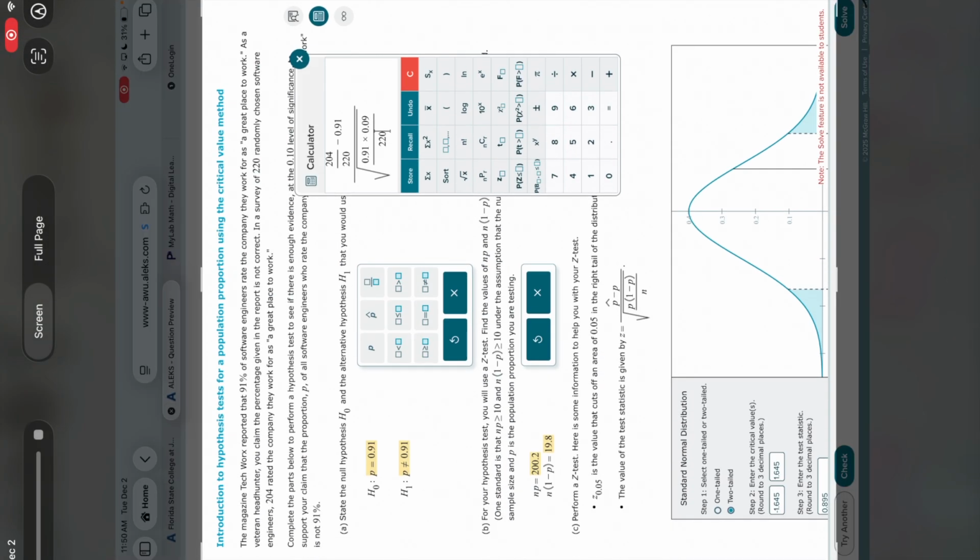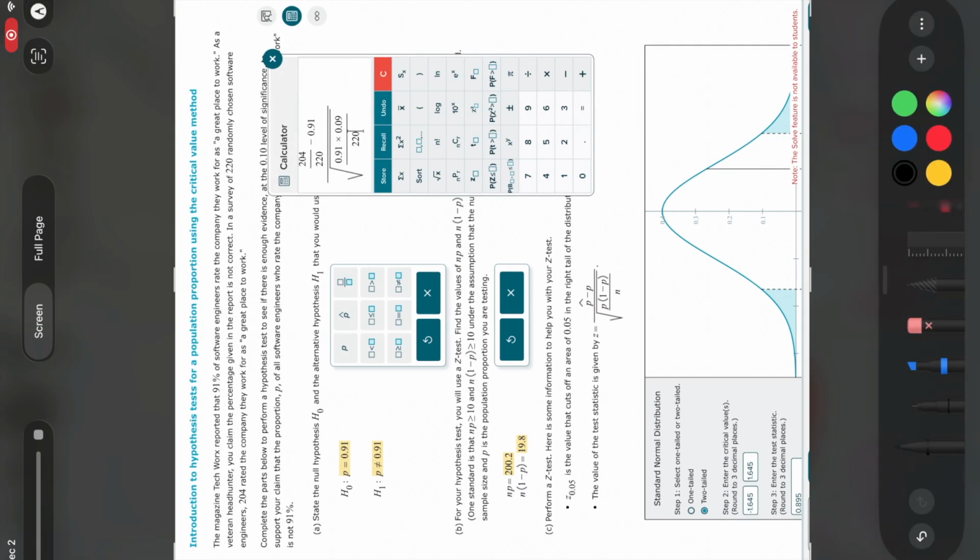And then we can be done. This is 0.895. All right.